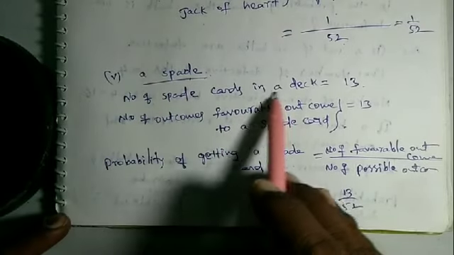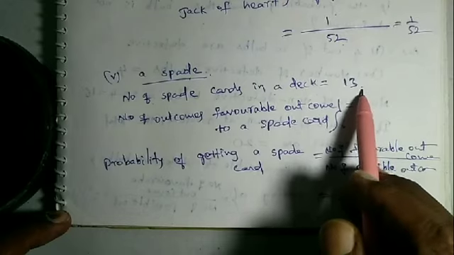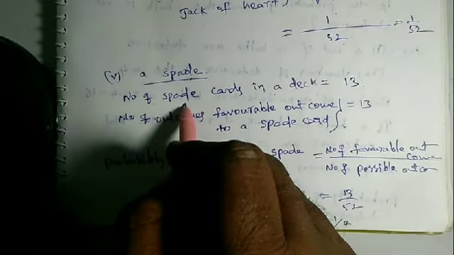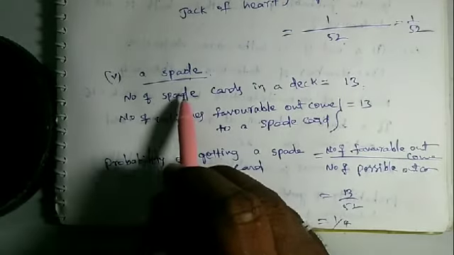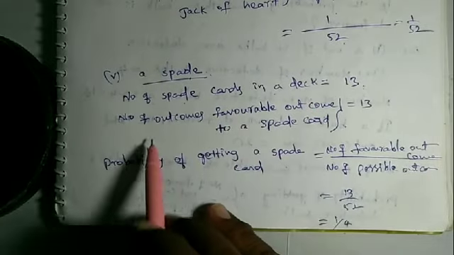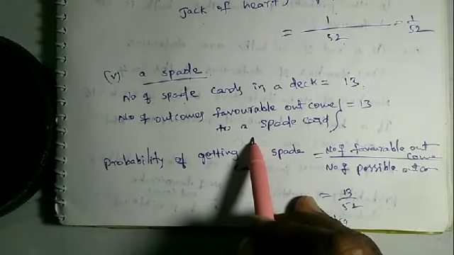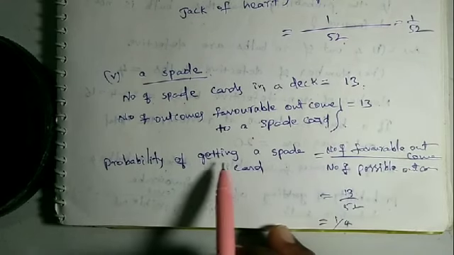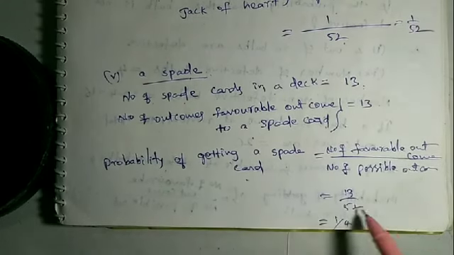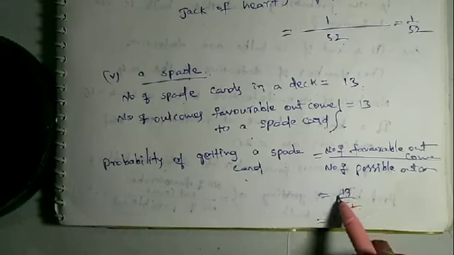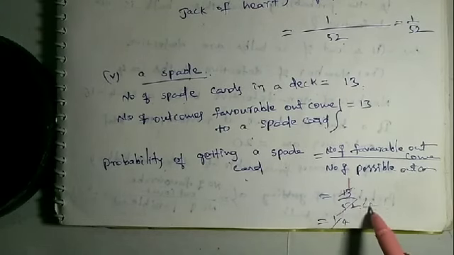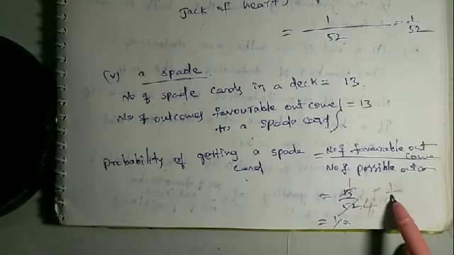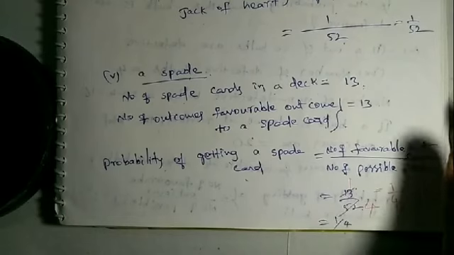Fifth one, a spade. Number of spade cards in a deck is 13. Spade means only symbol. There is no any color. So number of favorable outcomes to a spade card is equal to 13. Probability of getting a spade card is 13 by 52. 13 ones are 13, 13 fours are 52. That is equal to 1 by 4 is our probability.